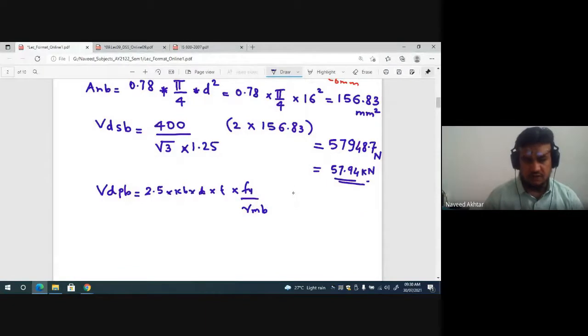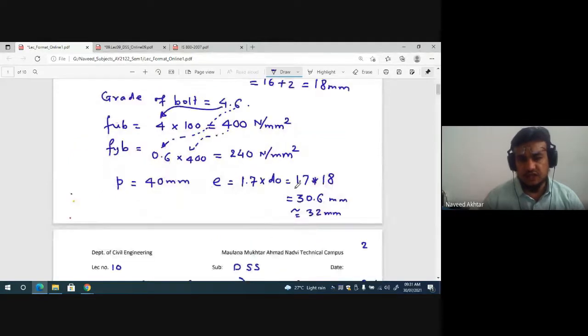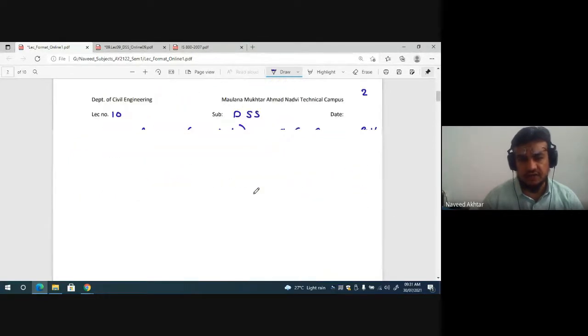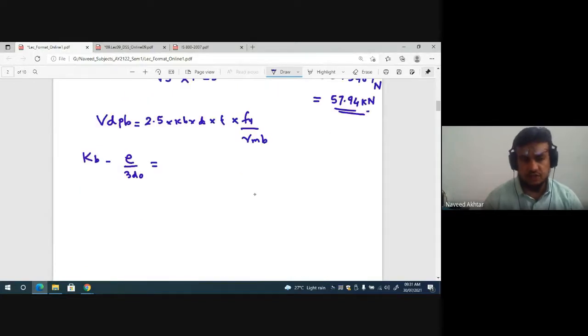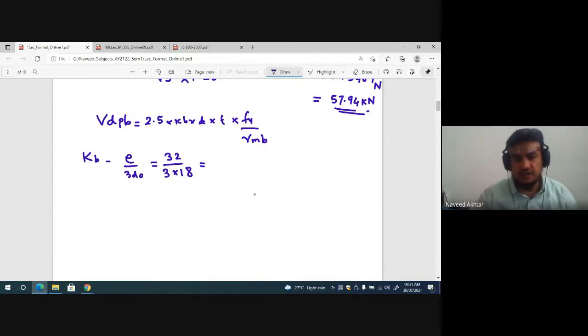I will write down all the values, but here kb you don't know, so you have to find out kb. First we will take e upon 3d0. We have calculated e here, so e is 32. You can write e is 32, 3 into d0 is 18, so 3 into 18 is 54. 32 divided by 54 is 0.5.